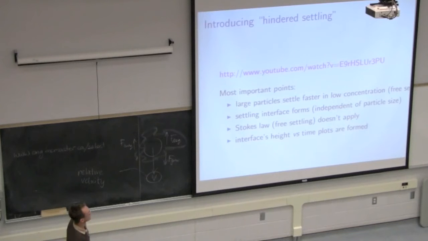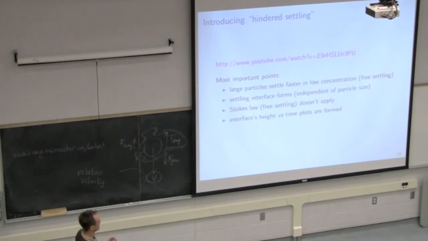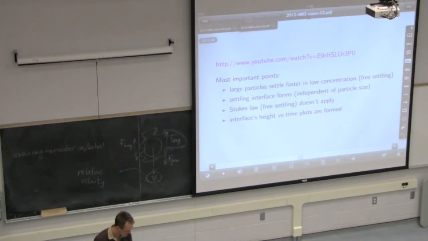Now, let's take a look at the next topic, which is hindered settling. So we've considered unhindered settling, a particle on its own, but we will almost always find our systems in a situation where there's a very high concentration of particles around it. And that influences the settling. So this video over here illustrates that a bit.